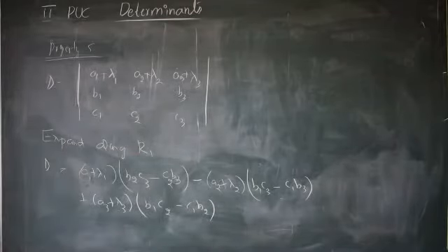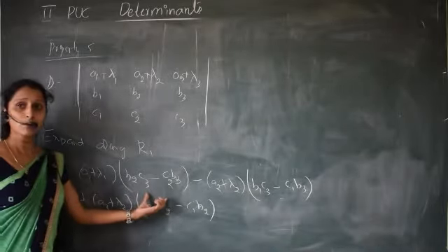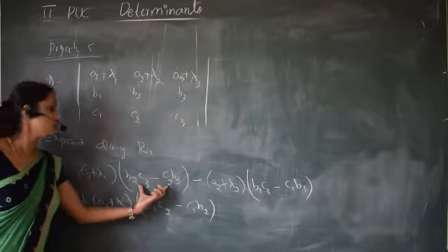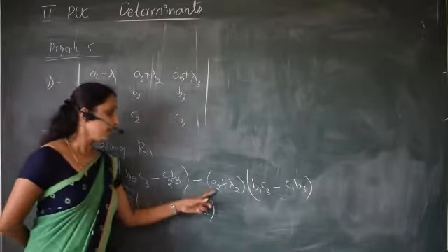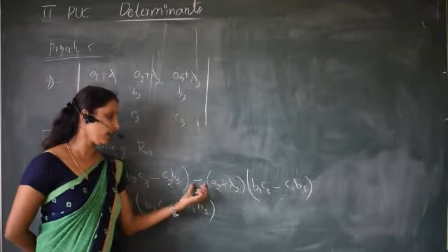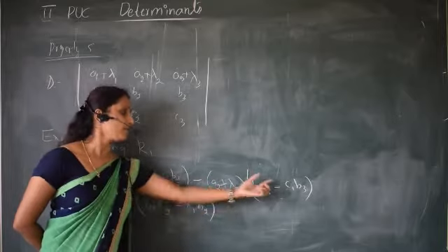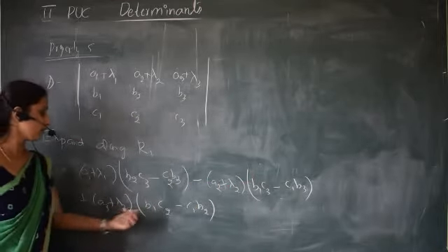So after that I can split this. A1 plus lambda 1 into this term, so I can write it as A1 into this term plus lambda 1 into this term. Similarly A2 into this term plus lambda 2 into this term, with the minus as it is, so minus A2 into this term, minus lambda 2 into this term. So here A3 into this term plus lambda 3 into this term.